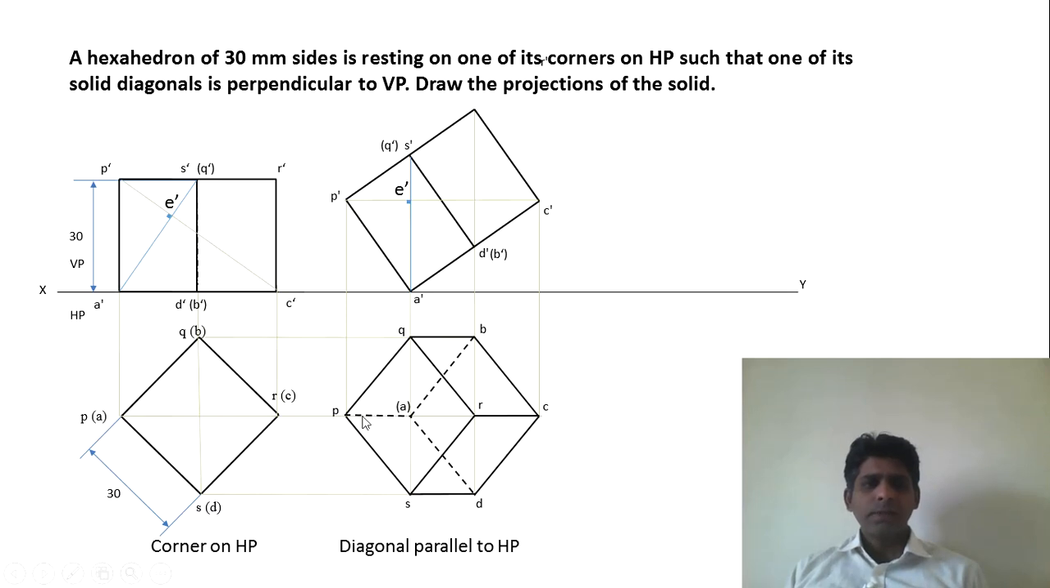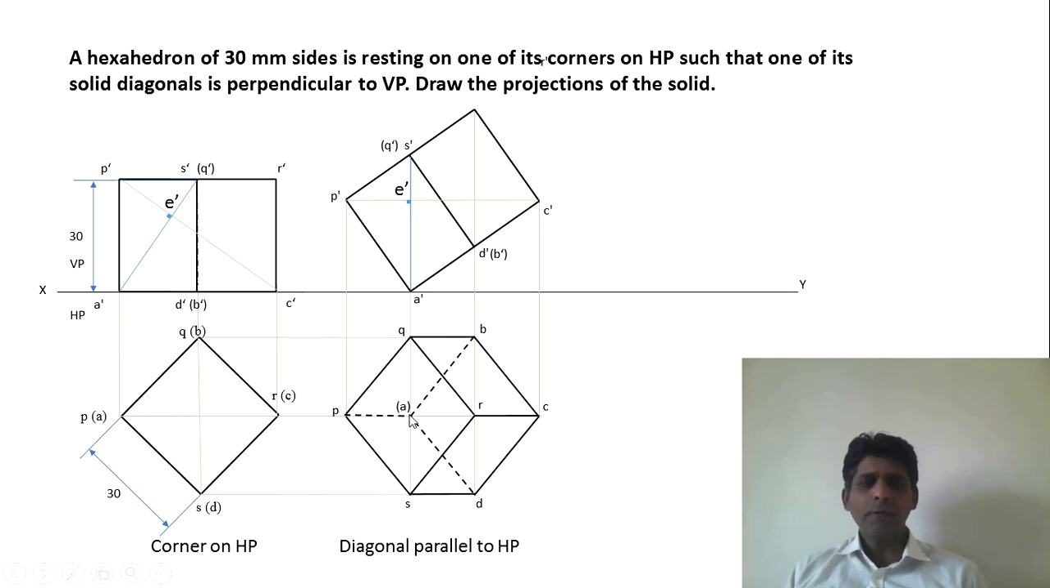Next step is to identify the hidden and the visible edges. You can see that this point A dash is the farthest point from the observer. Observer is standing here, so you will be watching from here. A dash is the farthest point. So whatever is starting from point A here, corresponding point to A dash is point A here. Whatever is starting from that particular point will be hidden.